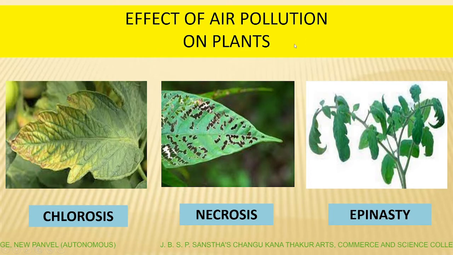Air pollution can also affect plants. There are a number of diseases in plants because of air pollution. Chlorosis is the disease in which the leaf loses the chlorophyll pigment and turns yellow in color. Necrosis is the disease in which the leaves develop tissues which are totally dead, so black spots are developed on the surface of the leaves. Epinasty is a disease in which there is a rolling down or curling of leaves in the presence of high pollutants.